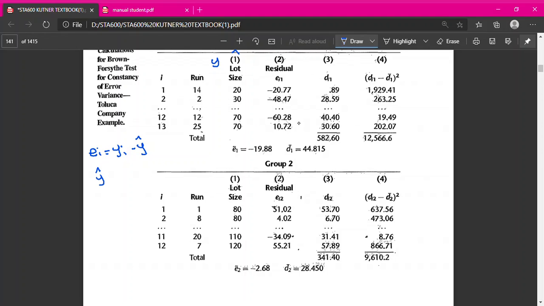Okay, so median kat sini will be negative 19.88. So we can use this median for the residual to find the di1, which is the absolute value of ei1 minus dengan the median of the first group. Okay, so this column should be all positive value sebab ianya adalah absolute value. Okay, and then untuk dapatkan d1 bar, how to find this adalah total of di1 divide dengan n1, which is 13. You akan dapat this value.